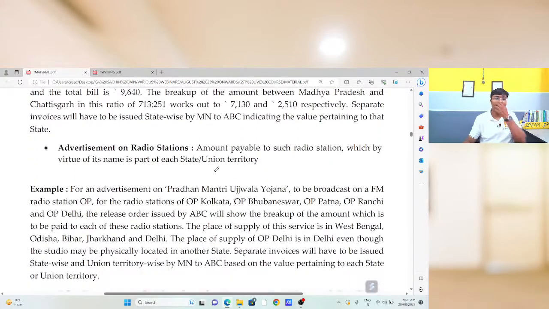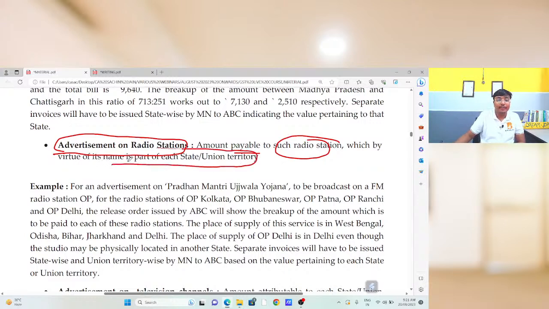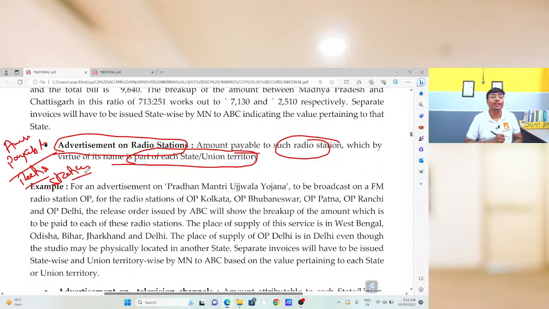Now, the next situation: advertisement on radio stations. If the central government, state government or local authority takes the services of advertisement on radio stations, in that case the amount payable to such a radio station, which by virtue of its name is part of each state and union territory, that means the amount payable to such radio station will be treated as the place of supply.